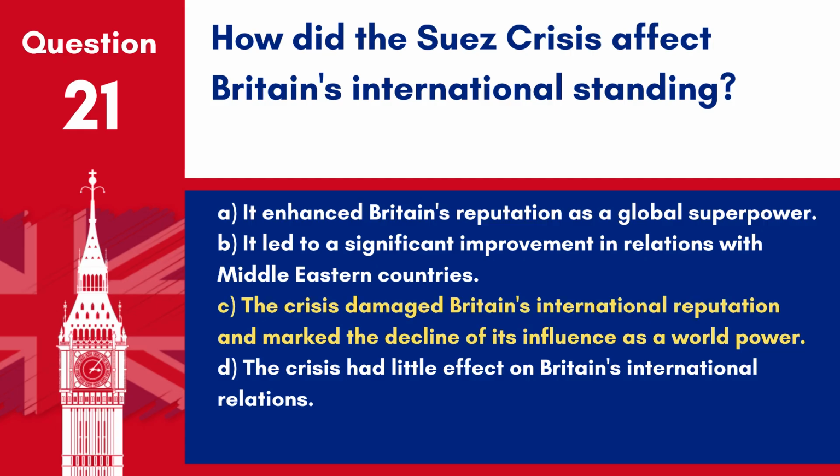Answer: C. The crisis damaged Britain's international reputation and marked the decline of its influence as a world power. The Suez Crisis in 1956 highlighted the limitations of Britain's post-war power and strained relationships with both the United States and countries in the Middle East.